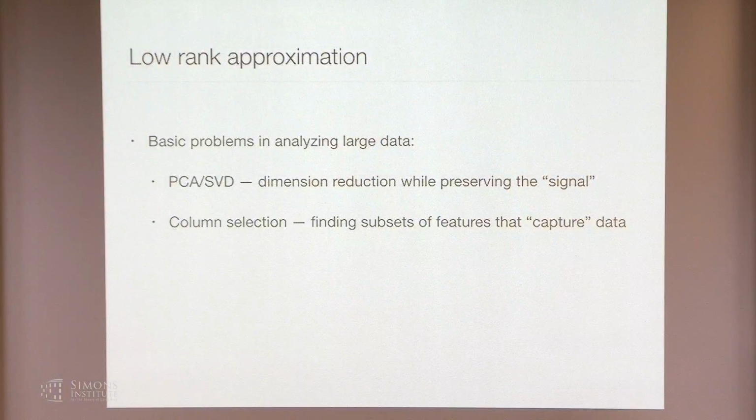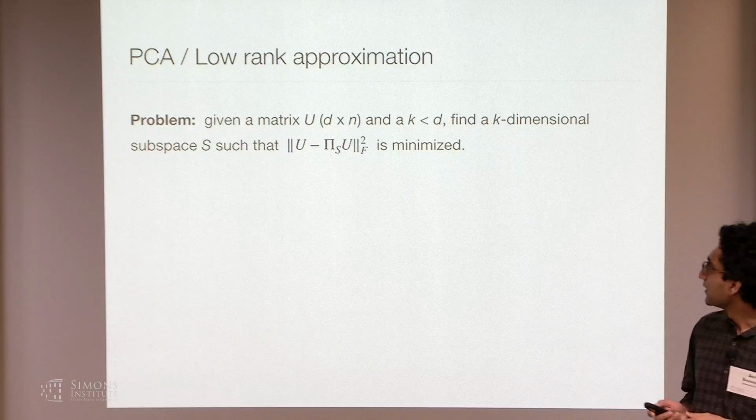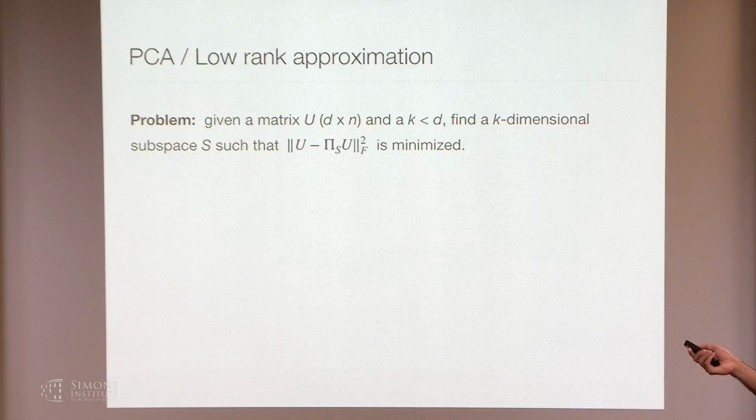Okay, so that's PCA. And column selection is a problem where you want to find a small subset of the columns of a matrix that approximate the full matrix. I'm going to define these in a little bit. These are not just useful in practice, they're also very nice natural problems in numerical linear algebra. All right, so let me start by defining low rank approximation, which I'll also call PCA.